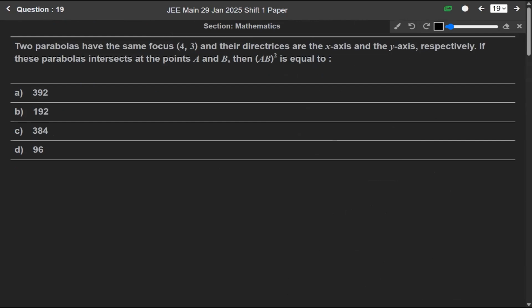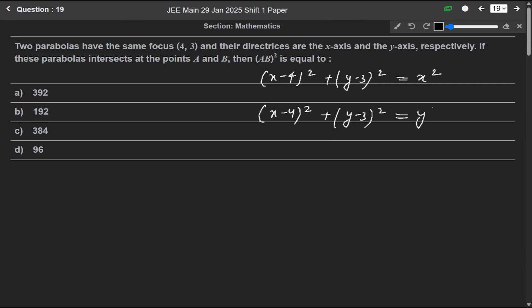Now question 19. Two parabolas have the same focus. If the focus is the same and their directrices are the x and y axes respectively, we can write (x minus 4) whole square plus (y minus 3) whole square, directrix is x square, and again (x minus 4) whole square plus (y minus 3) whole square, directrix is y square. Okay.